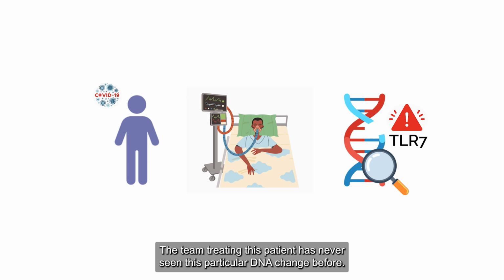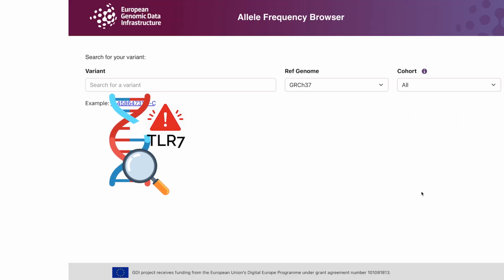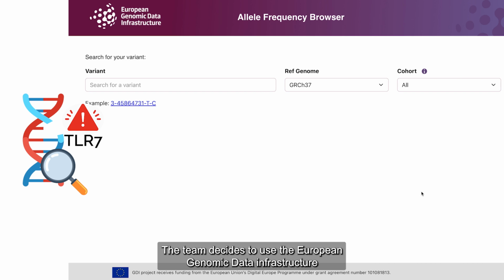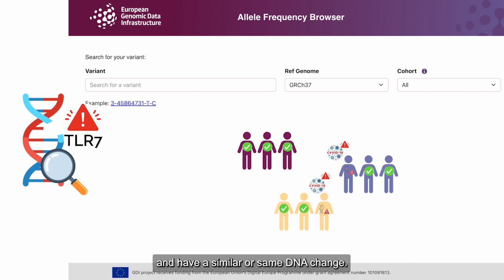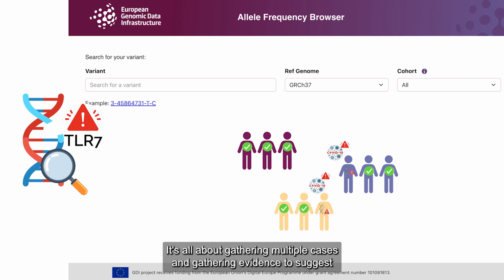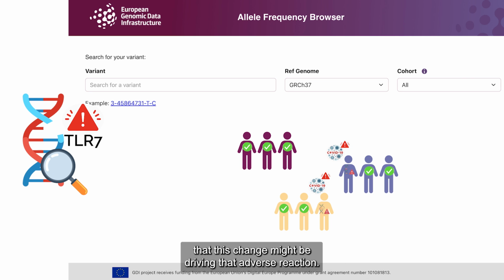The team treating this patient have never seen this particular DNA change before. The team decides to use the European Genomic Data Infrastructure to try and identify other COVID patients who have had a similar severe clinical presentation and that have a similar or same DNA change. It's all about gathering multiple cases and gathering evidence to suggest that this change might be driving that adverse reaction.